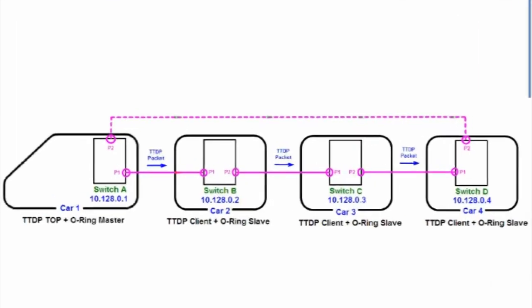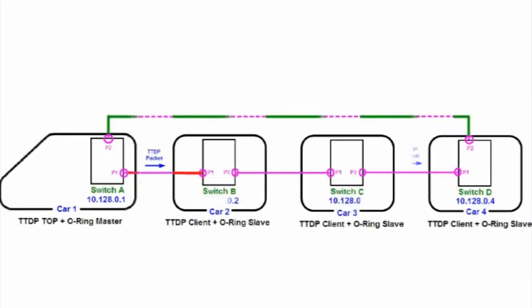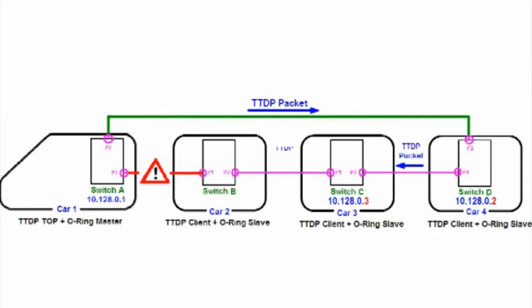However, in an O-Ring topology, when the master link is down and the backup link is activated during operation, TTDP will be implemented again. Therefore, the head train switch will assign a new IP address to every other switch sequentially, this time beginning from switch D as it is adjacent to switch A. As a result, the switches will be given new IP addresses that don't match the arrangement of the carriages.